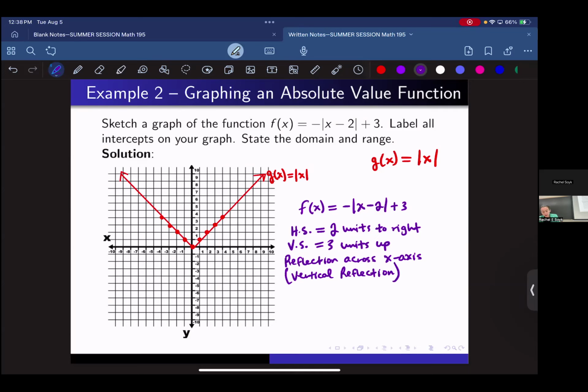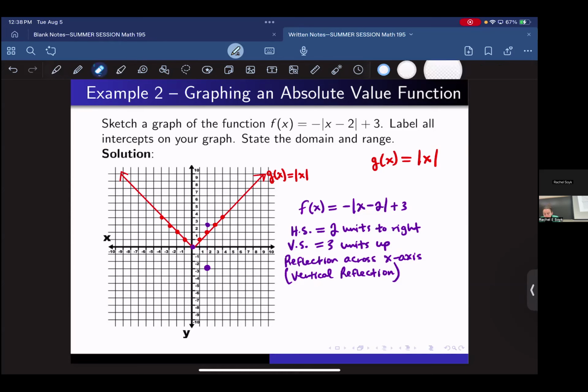So always use that vertex as your base. You're going 2 units to the right, and then you're going 3 units up. 1, 2, 1, 2, 3. And then you're doing a reflection across your x-axis. So this purple point is being reflected across the x-axis. So we have 1, 2, 3. So this is where your point goes.